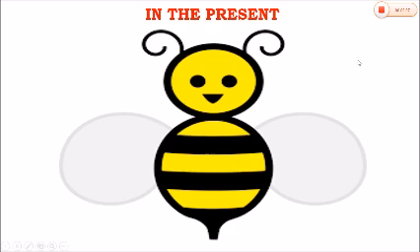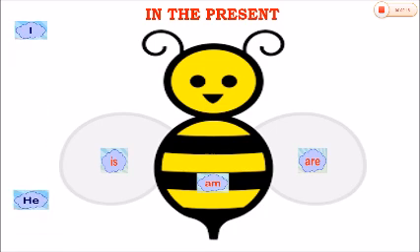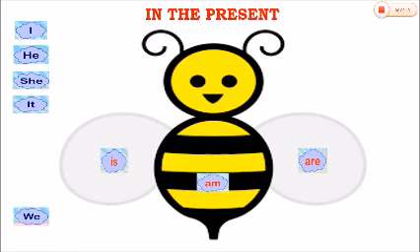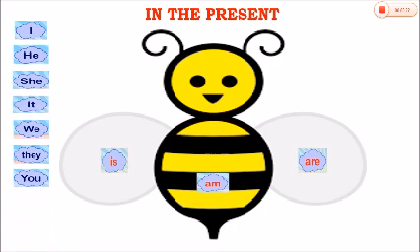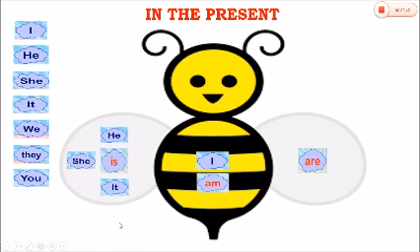Their names were Am, Is, and Are. One day, they had visitors: he, she, it, we, they, and you. Am was greedy. She was not good. She took only I to stay with her in her room. What about Is? Is was better than Am. She took three visitors: he, she, and it. And what about Are? Are was better than Am. She took we, you, and they.